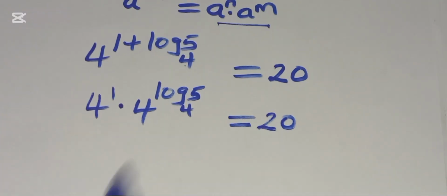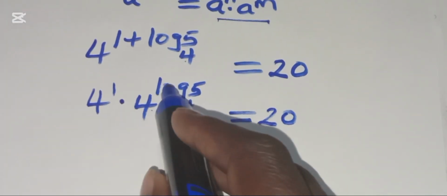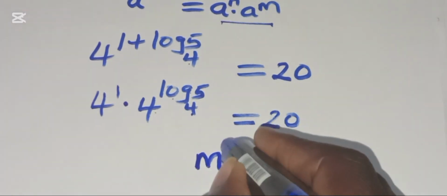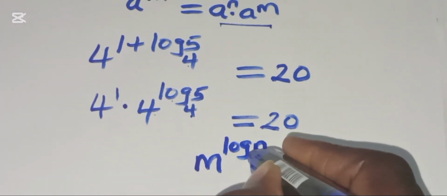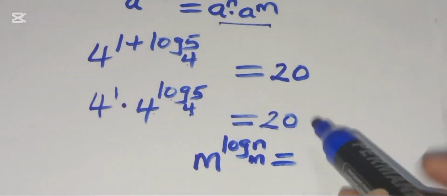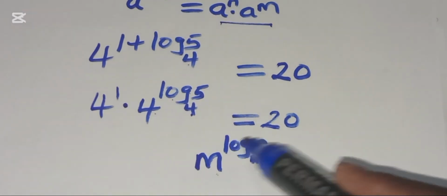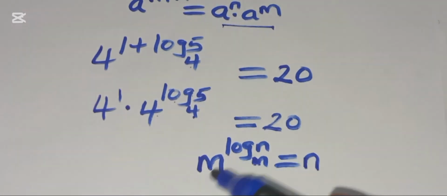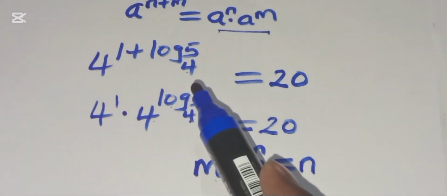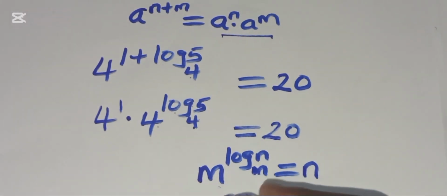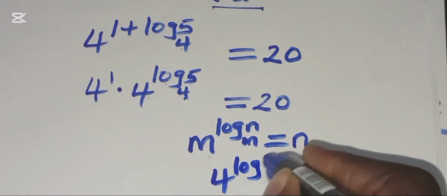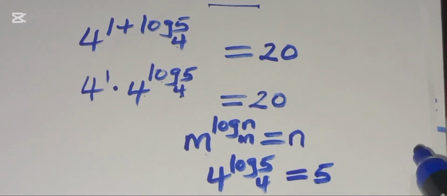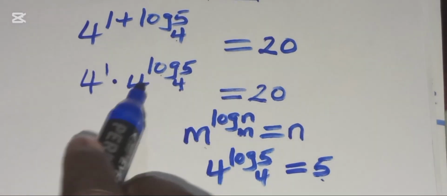Now, 4 raised to power log 5 to base 4 is in the form of m raised to power log n to base m. Essentially, if you have m raised to power log n to base m, this is supposed to give us a value of n. Now, applying this property, we are going to have 4 raised to power log 5 to base 4. This is supposed to give us a value of 5.